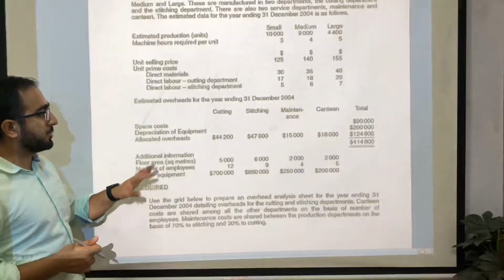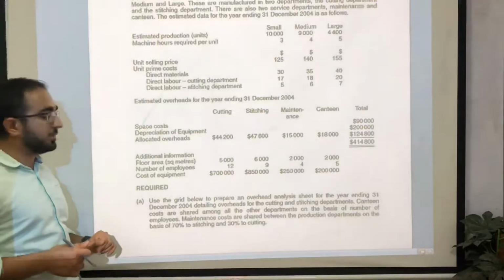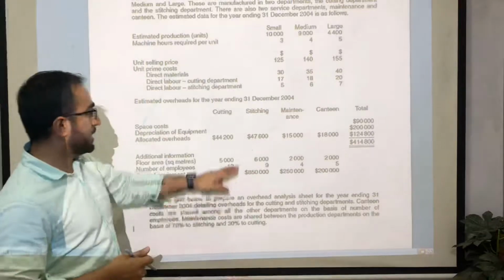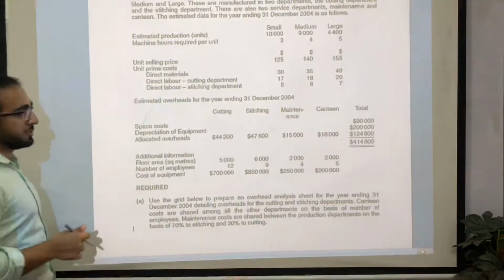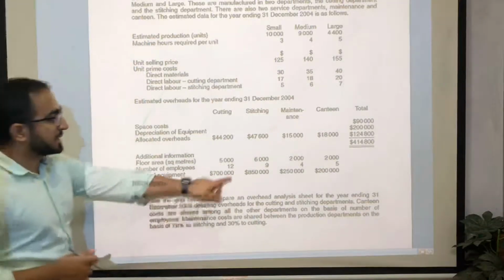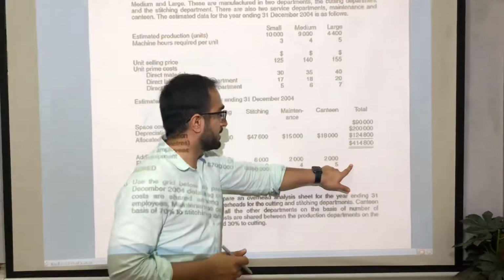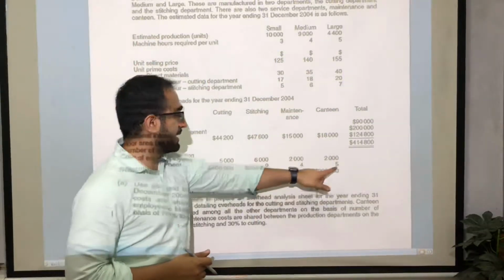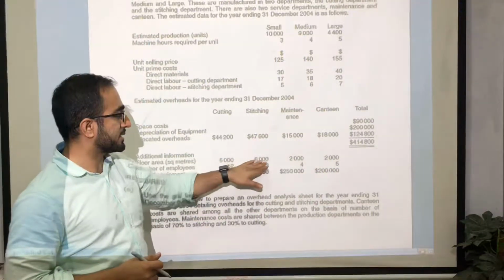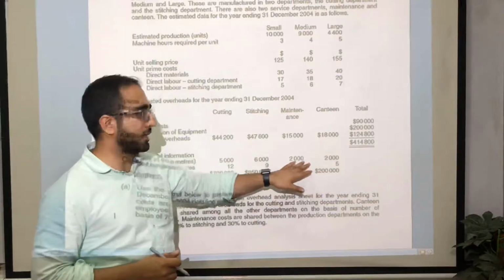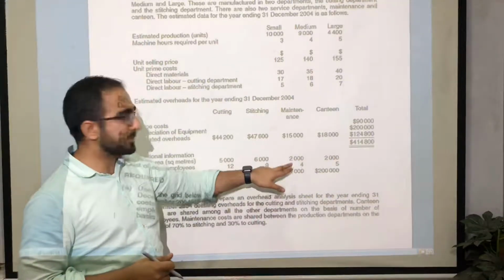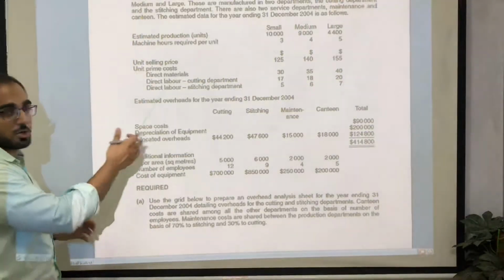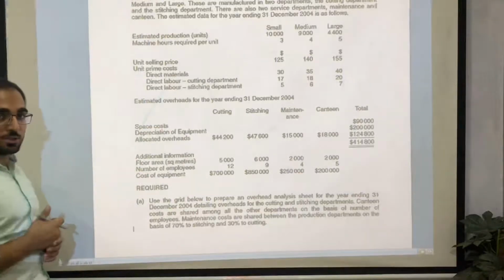And if I need to do it for the cutting department, what would I do? I would simply do 5,000 divided by 15,000 into 90,000, which comes out to be 30,000. In the same way, 6,000 divided by 15,000 into 90,000. For maintenance, 2,000 divided by 15. How do I get 15? 5,000 plus 6,000 plus 2,000 plus 2,000. That's the total floor area. 2,000 upon 15,000 into 90,000. So that's how you would apportion the space cost to all the 4 departments in this case.